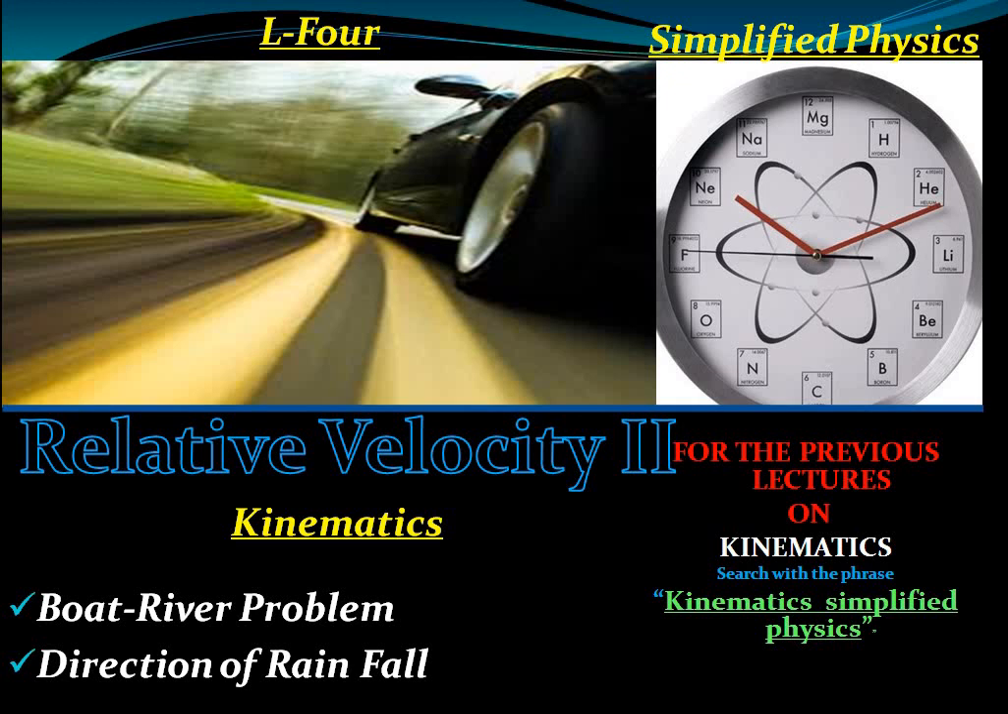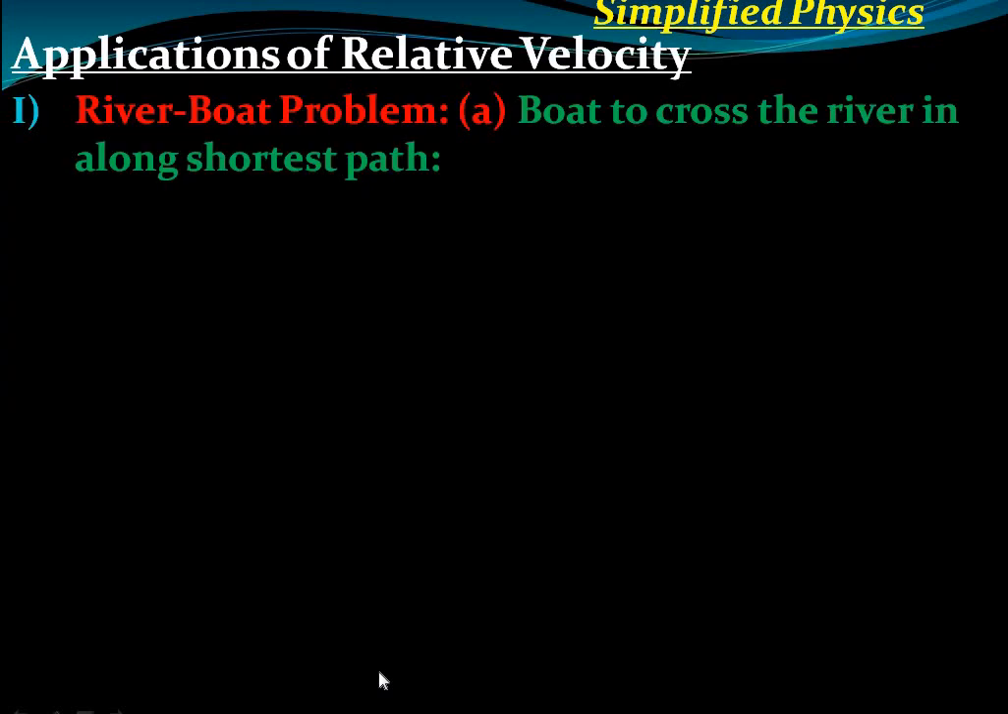This is the fourth lecture on Simplified Physics, and this is the second part of relative velocity. In this lecture, we will discuss the remaining part of the boat river problem and direction of the rainfall. Let's begin today's lecture.